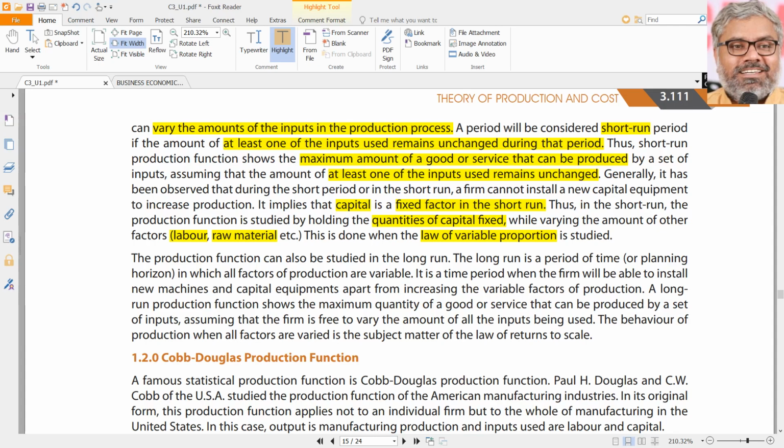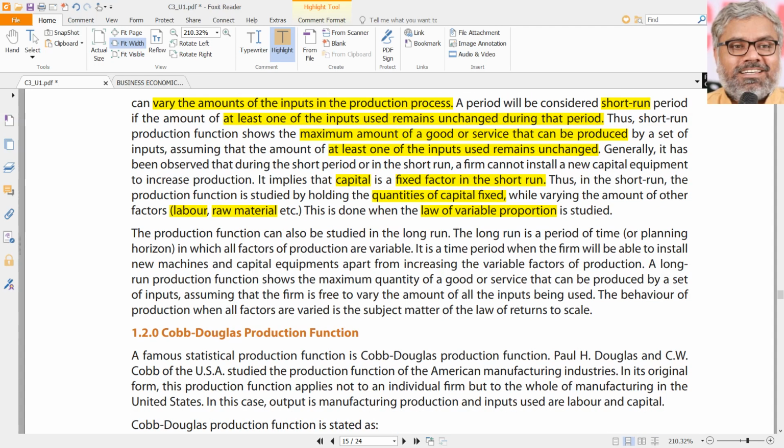Very important, because that is one of the two theories that we are going to study in the production process. Definitely both short run and long run are important, but short run theory is relatively more important, even from an examination point of view. But what is the name of the theory? That is called the law of variable proportions.